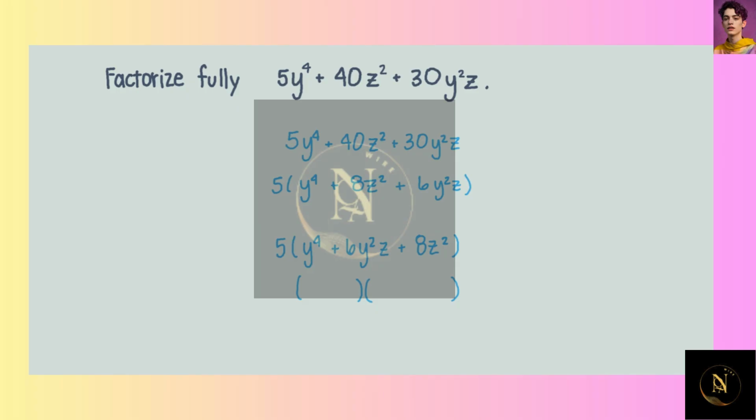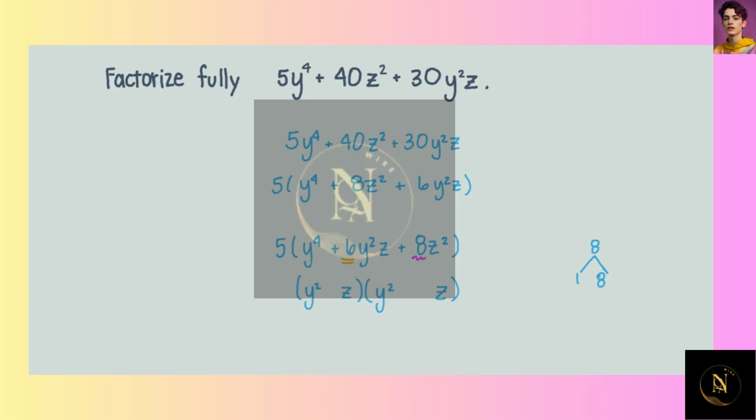Once we do that, we can see that we can factor this expression into two smaller expressions. Our y to the fourth is found by multiplying y squared by y squared, and our z squared would be found by multiplying z times z. We can't forget this coefficient of 8. We need two factors that multiply together to equal 8 and add together to equal 6.